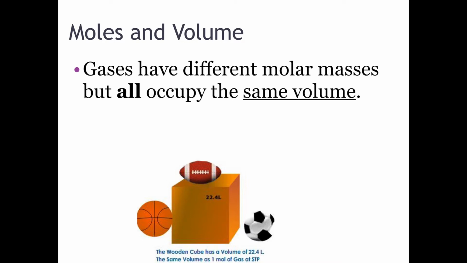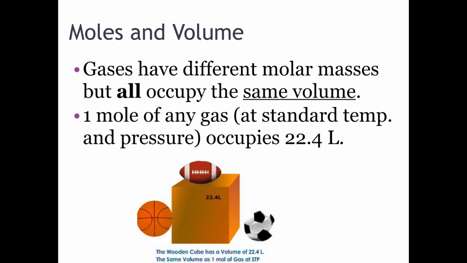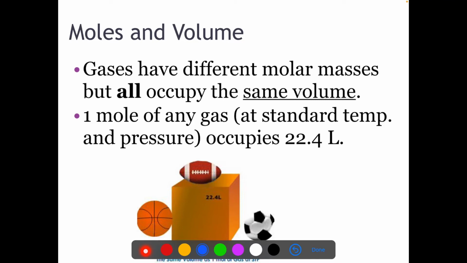All gases take up 22.4 liters. That's 1 mole of any gas. So if you have 1 mole of carbon dioxide, it takes up 22.4 liters. If you have 1 mole of oxygen gas, it takes up 22.4 liters. So 1 mole of any gas occupies 22.4 liters. And I'm careful to say that that is at standard temperature and pressure, which turns out to be 0 degrees Celsius and 1 atm. Because of course, if we make things hotter or colder, it's going to change the volume.